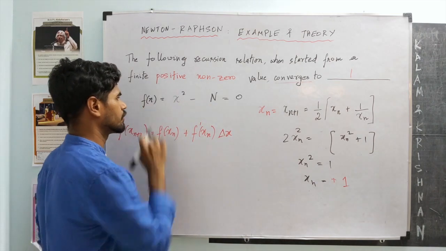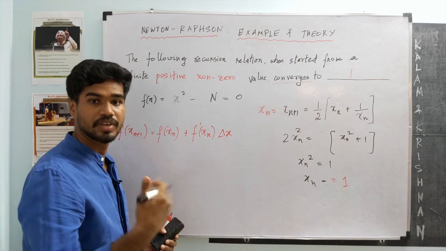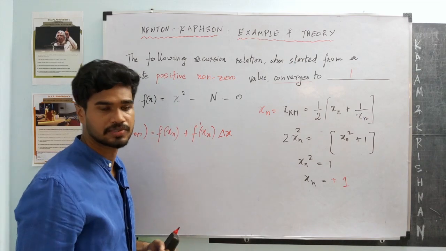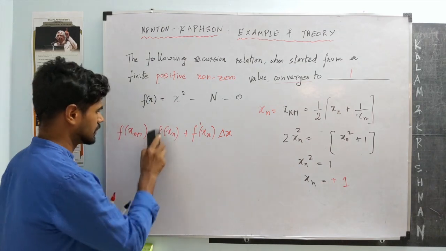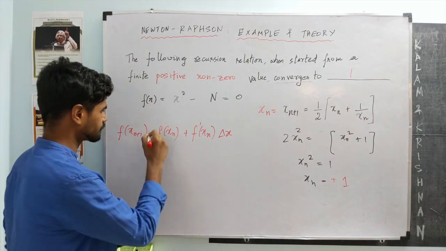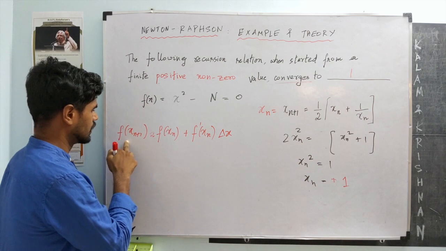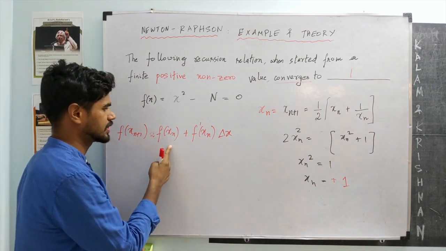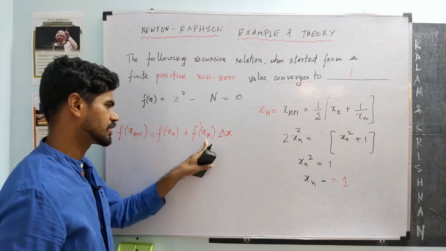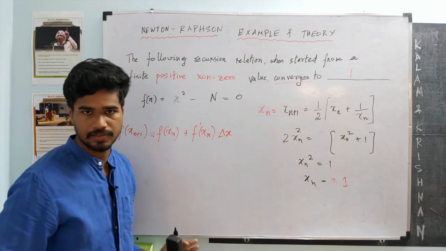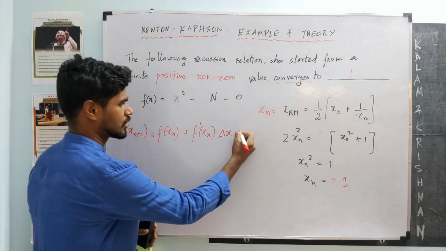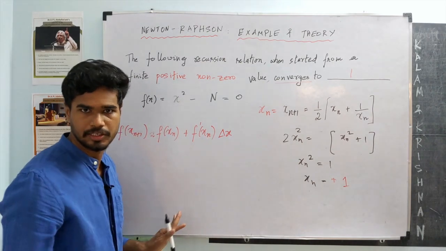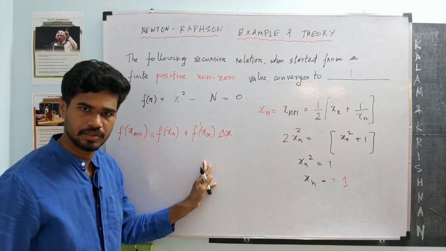How do we solve for f of x? We use the Taylor's approximation. That is, for a given function, f of x n plus 1, say the new value, is approximately equal to f of x n plus the slope of that function at x n times delta x. There are many more terms in the Taylor series, I stop with the first order terms. Agree till this point? This is just Taylor series.